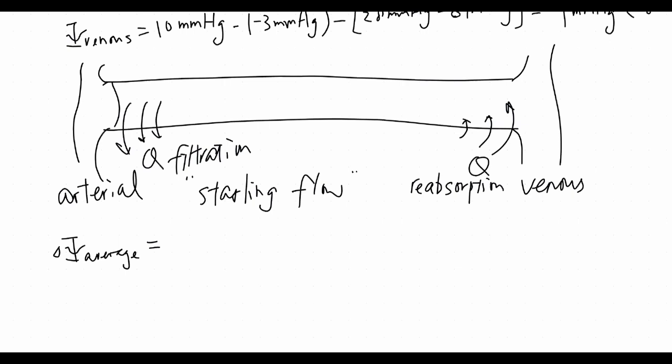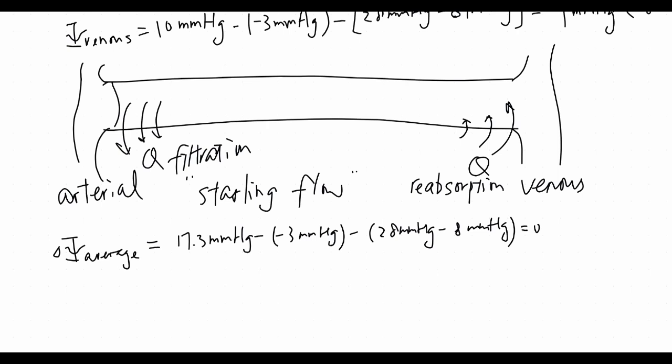Do you have 7.3 millimeter mercury minus 3 millimeter mercury? And then you subtract 28 millimeter mercury minus 8 millimeter mercury. To give you a number slightly positive. So on average, there is a net filtration into the interstitial space.